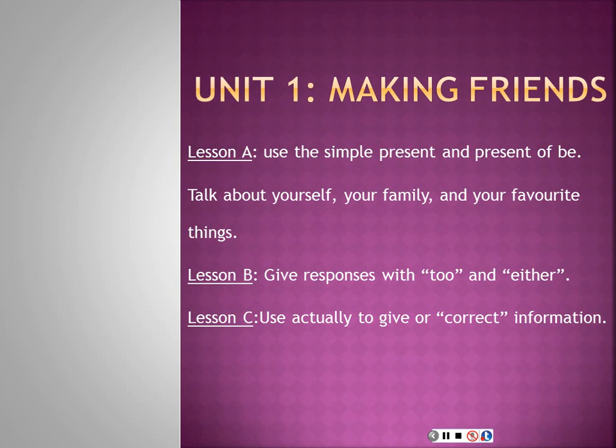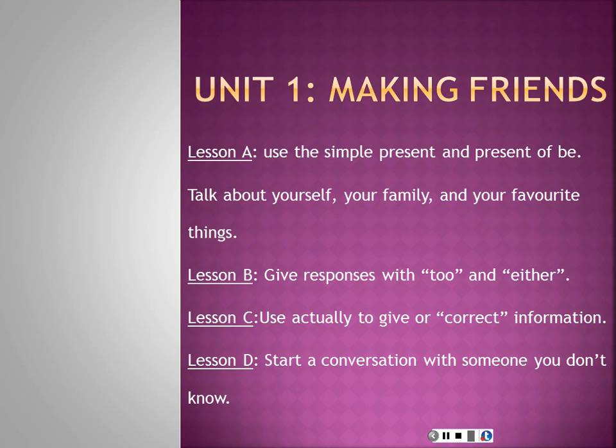كيفية استخدام كلمة actually في الحقيقة to give information، لإعطاء معلومات، or to correct information أو لتصحيح معلومات. So this is lesson C, this part of the lesson. The last lesson, lesson D, how to start a conversation with someone you don't know. If you meet someone for the first time, how to communicate with this person, what do you say to that person, how to ask questions to this new friend, to this person that you don't know.